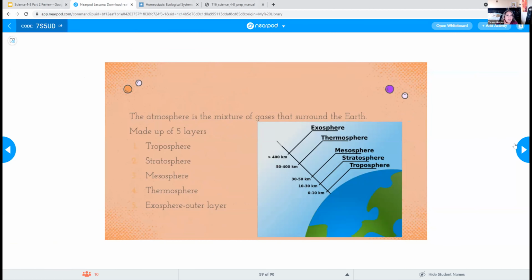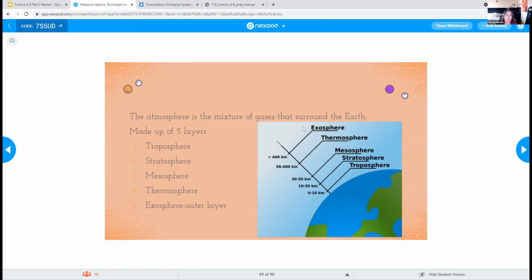So when it comes to the atmosphere, it is just a mixture of gases that surround the Earth. There is an order to them, so you do have to know the order, either from the outside in or inside out. The prefix exo is going to mean out, or exiting. I think of exiting like leaving out. So that's going to be the last layer. So you have the exosphere, thermosphere, mesosphere, stratosphere, and troposphere.